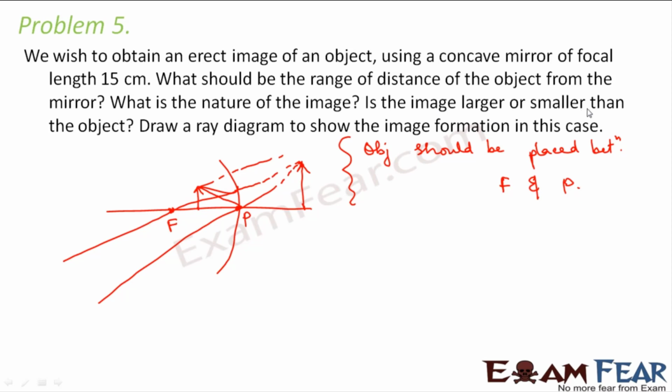Is the image larger or smaller than the object? The image is larger than the object. Draw a ray diagram to show the image formation in this case. That I have already drawn here, right? This line was drawn by mistake. Please try to plot all the ray diagrams yourselves so that you can get an idea how and where exactly the image is getting formed.